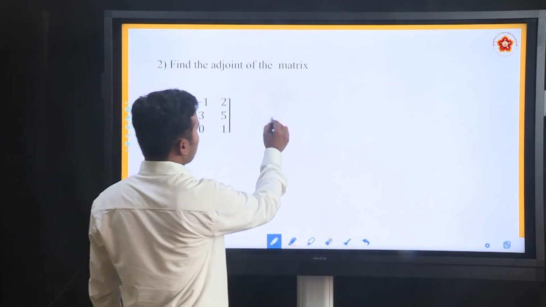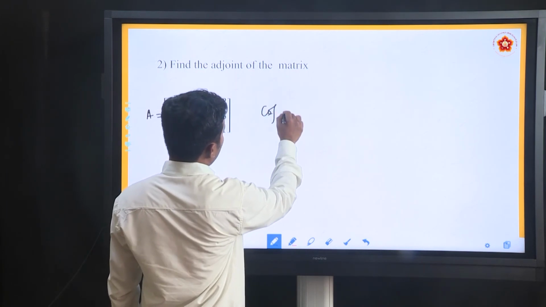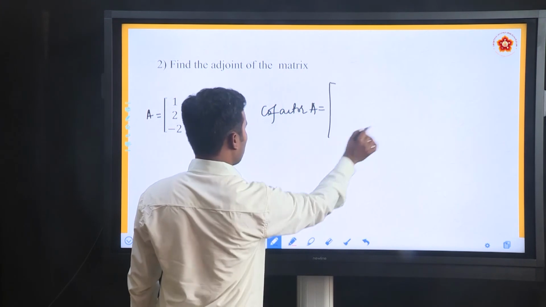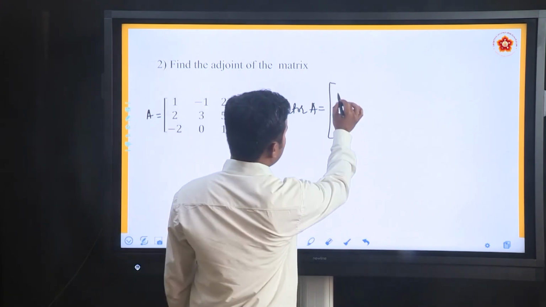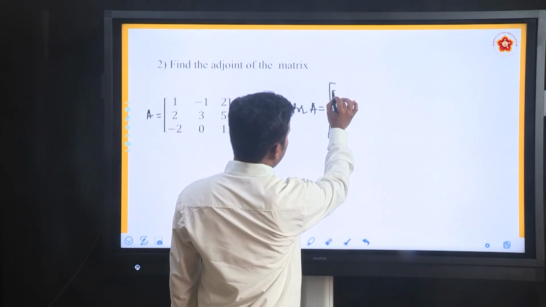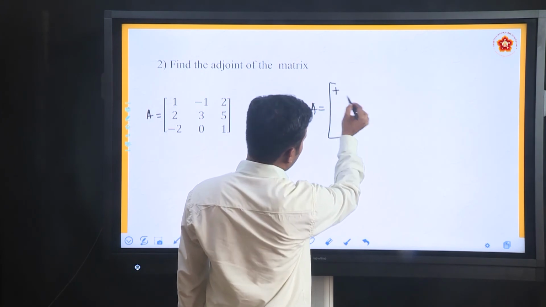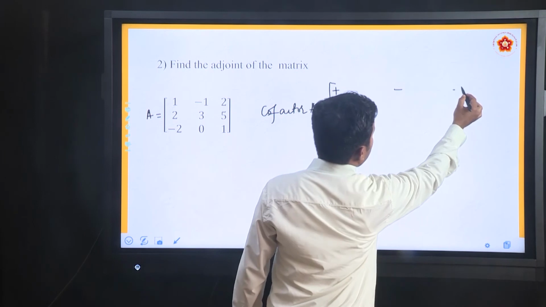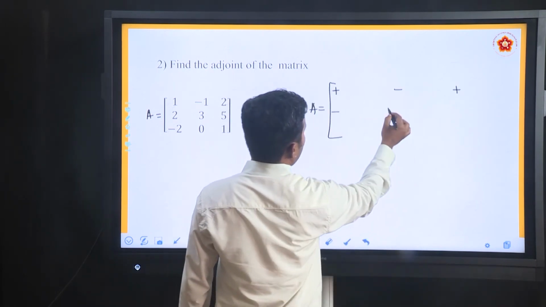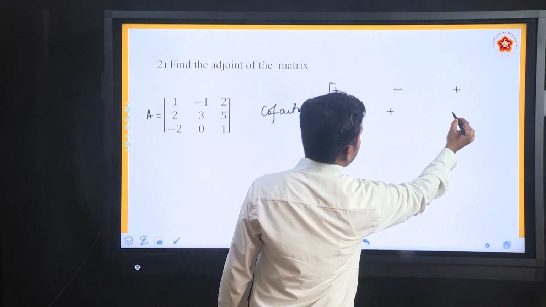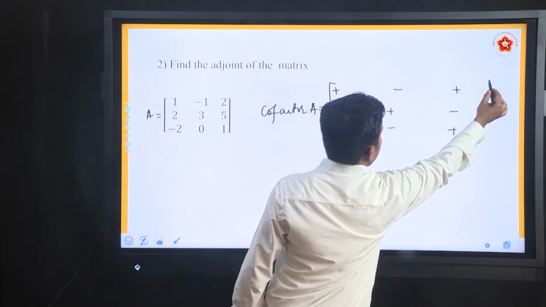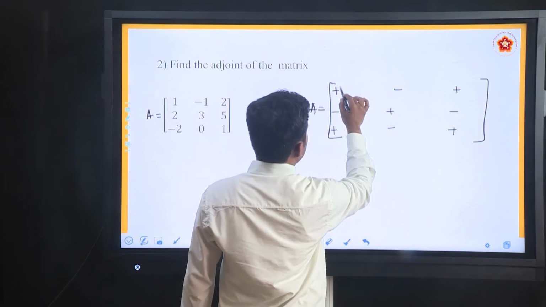So what you can do is, first you have to write the cofactor matrix. Cofactor of A is equal to, see what the signs associated with each element are: plus, minus, plus, minus, plus, minus, plus, minus, plus. This is familiar to you, right?